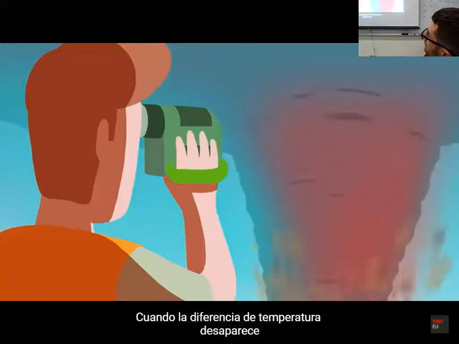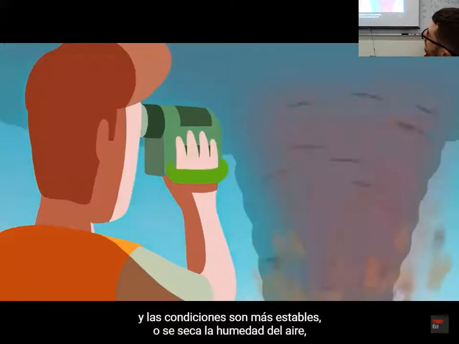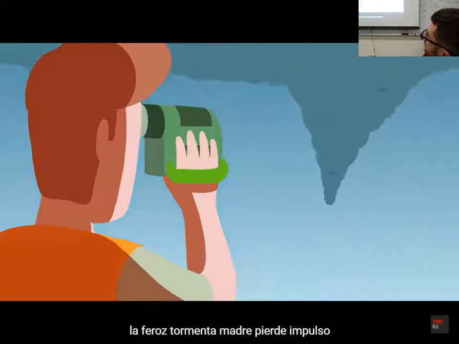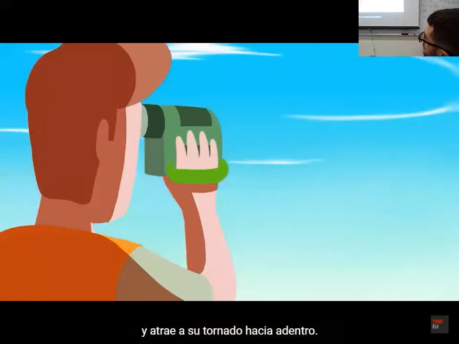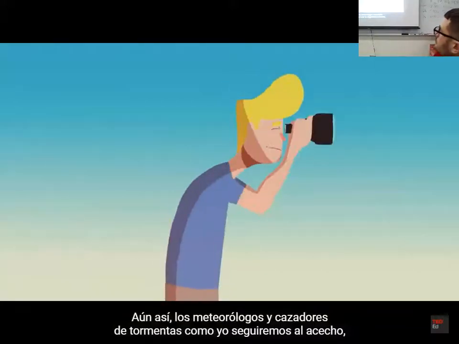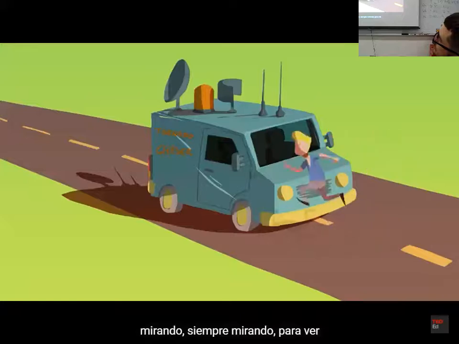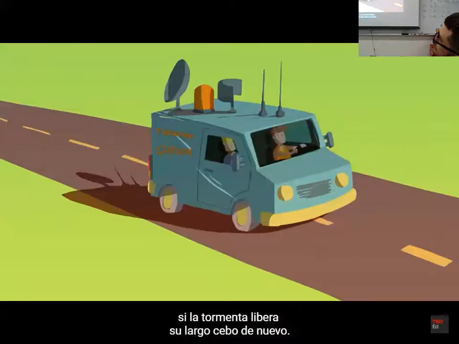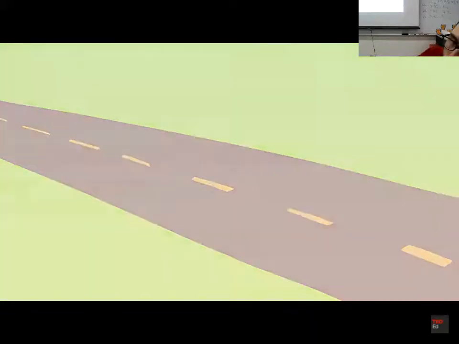When the temperature difference disappears and conditions grow more stable, or the moisture in the air dries up, the once fierce parent storm loses momentum and draws its tornado back inside. Even so, meteorologists and storm chasers like me will remain on the lookout, watching, always watching, to see if the storm releases its long rope again.